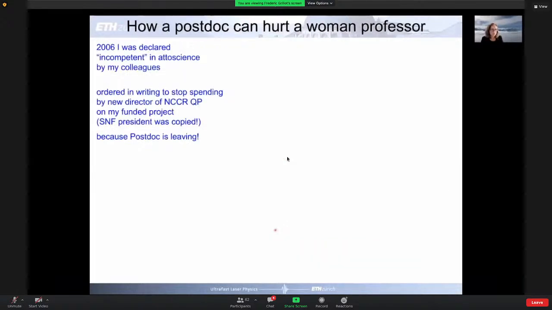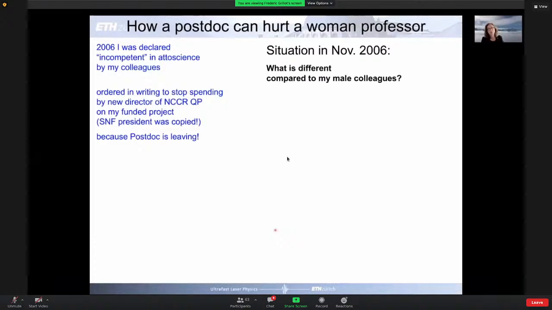So let me give you another example out of my history, which is actually relevant for today, about the grievance processes. For example, in 2006, I was declared incompetent in attosecond science by my colleagues. I received a written letter from the director of the NCCR, where I got the funding to start the attosecond science, to stop funding because the postdoc is leaving, because the project was jeopardized. This is the situation in 2006.